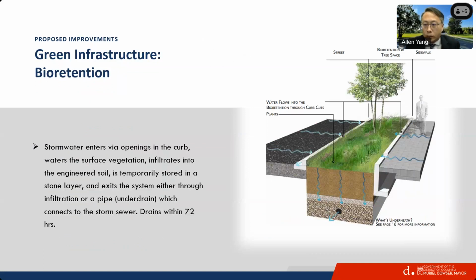This graphic shows the typical application of bioretention. We have the street section and sidewalk. In between, we have this bioretention facility with trees and planting. The rainwater, stormwater will get to this area through curb cuts and then be stored here, and then infiltrate the different layers and recharge the soil. And this whole design is compliant with the Department of Energy and Environment requirements and regulations.